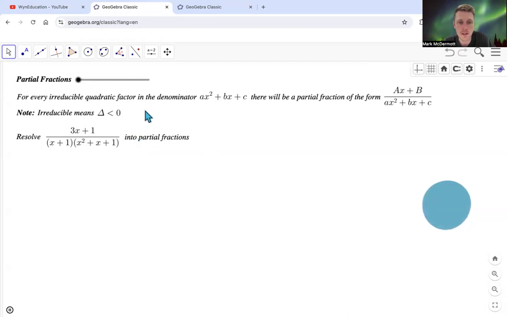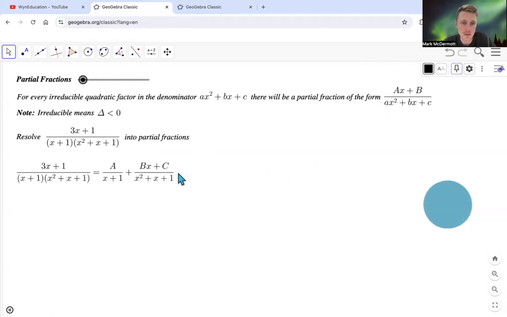So we need to use this approach. So let's see what that looks like. As we said before from previous videos, if you've got a linear factor there, that's going to give you a partial fraction of this form, A over x plus 1 in this case. And what this is saying is, if you've got an irreducible factor in the denominator, you have something of this form, bx plus c all over x squared plus x plus 1, which is this part here. And our job now is to find A, B, and C.